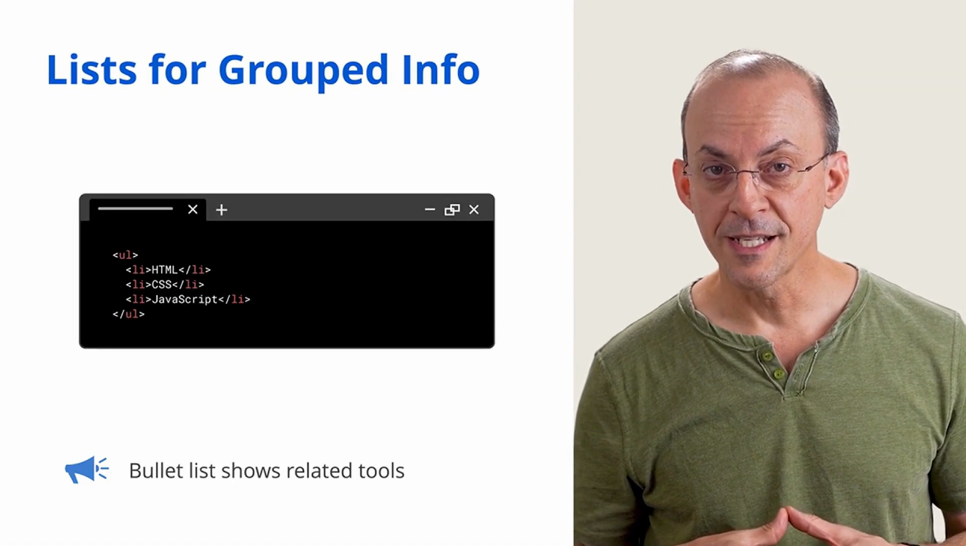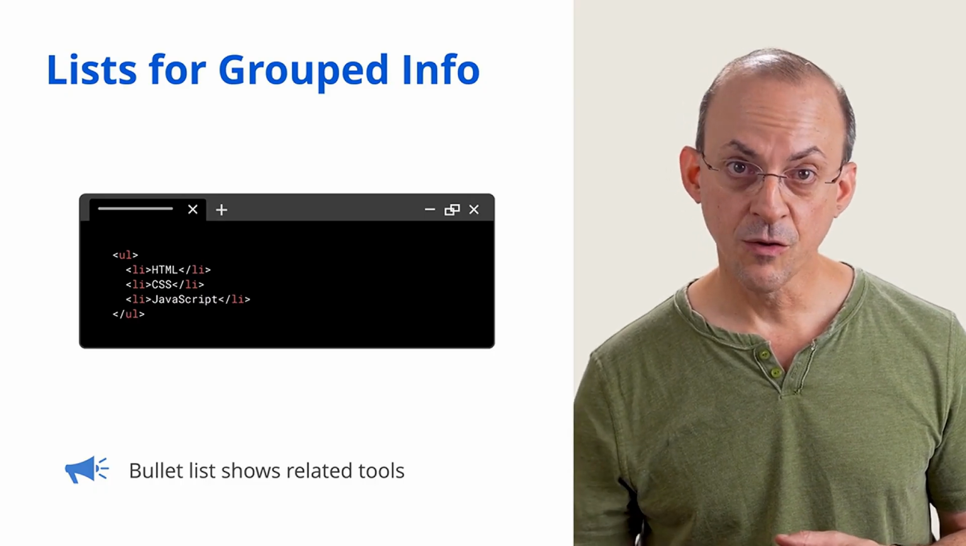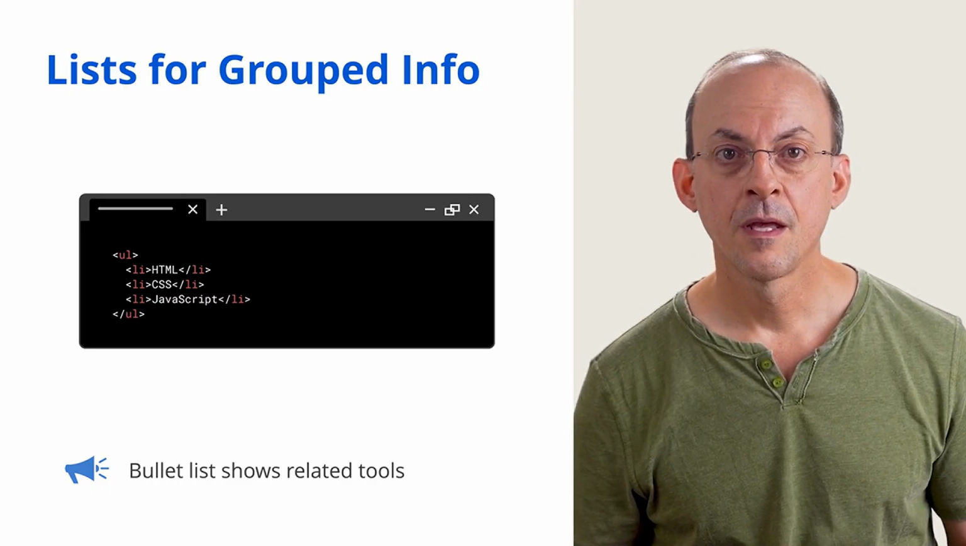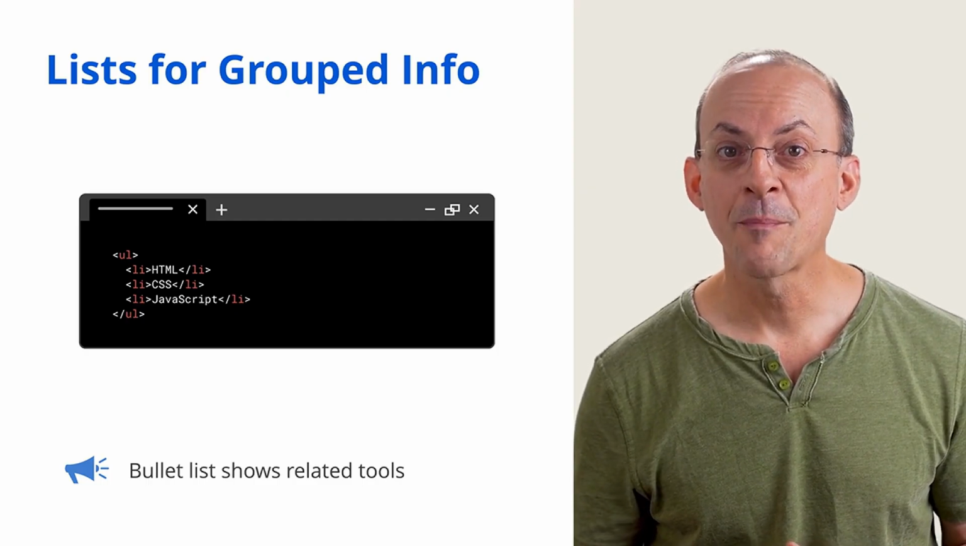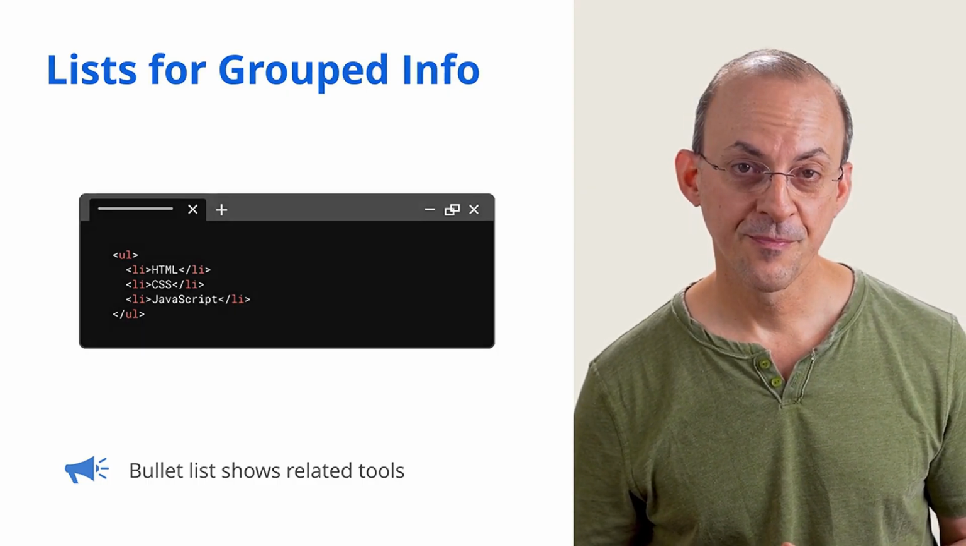Next, we use lists to organize content. Lists like this are great for grouping related items. Here we're using an unordered list to show popular web page development languages.